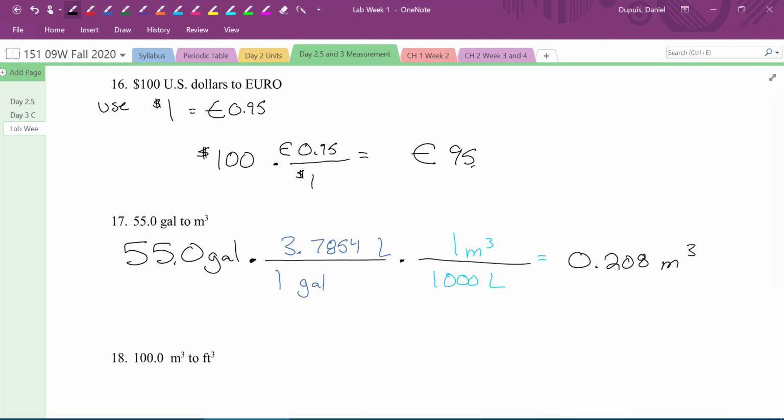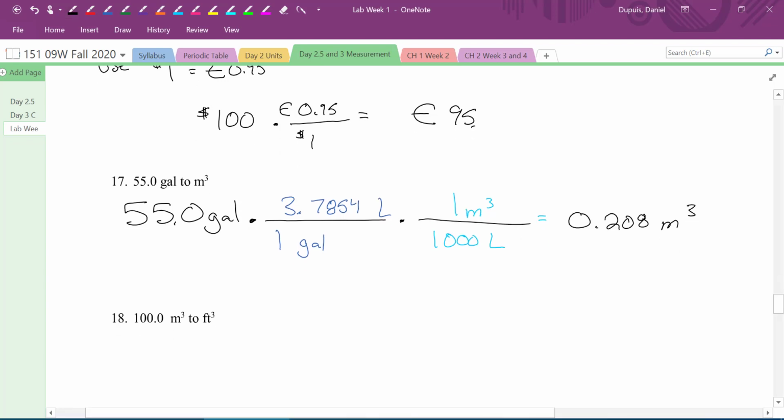That's not even one. So 55-gallon drum. You guys have seen those 55-gallon drums before. They're pretty big. It's 0.2 cubic meters. You need 5 55-gallon drums to fill a cubic meter. Pretty big.